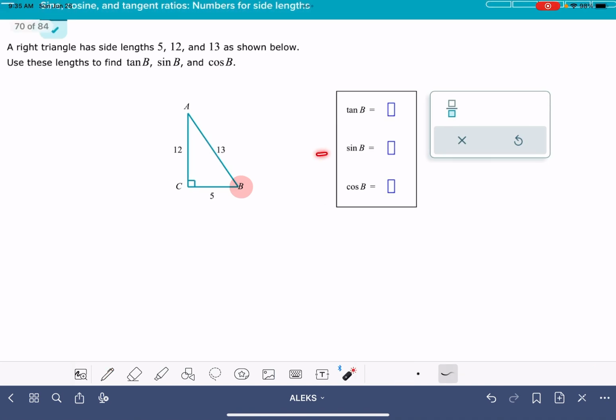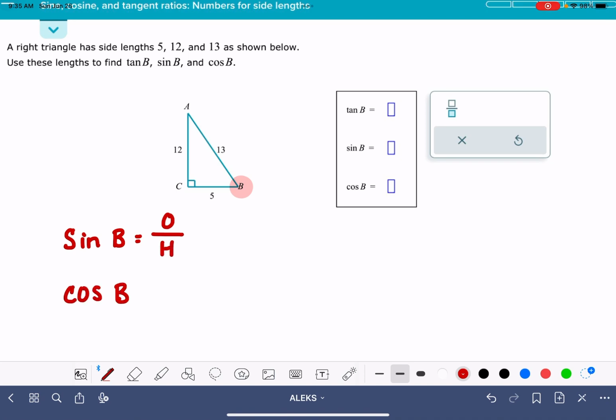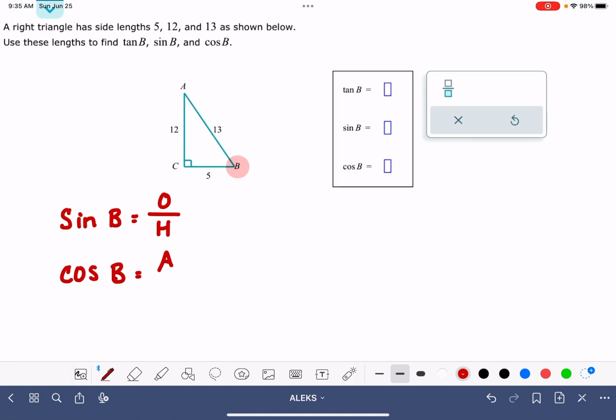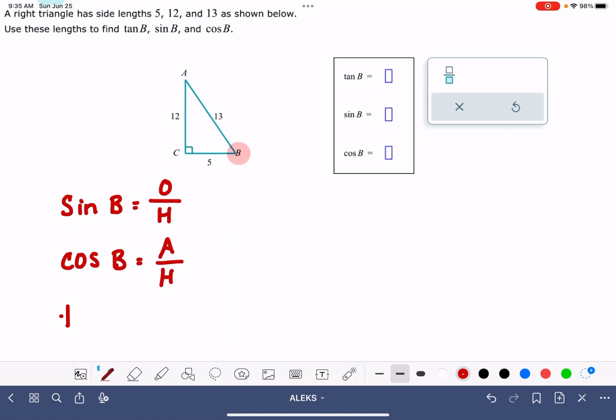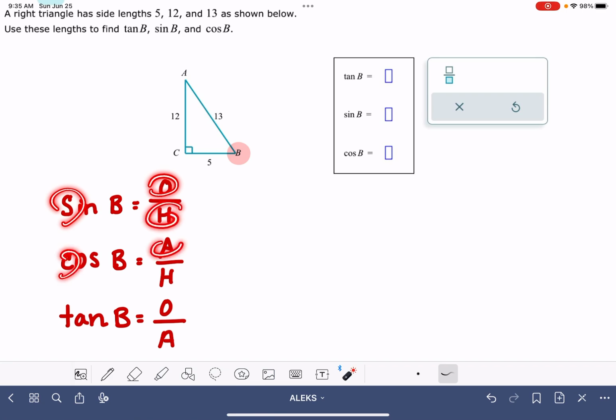What we want to keep in mind when we're solving this problem is the trick that helps us calculate these properties, sine, cosine, and tangent, and that is SOHCAHTOA, which tells us that the sine of whatever angle we're talking about, like B in this case, is the opposite side over the hypotenuse. The cosine, so CAH, is adjacent over hypotenuse, and the tangent is TOA, opposite over adjacent. And again, that's our mnemonic, SOHCAHTOA.